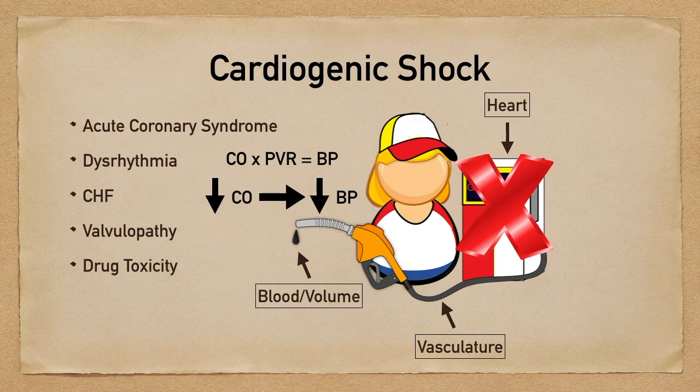Another example is drug toxicity. Let's use beta blockers as an example. We know that we use beta blockers to control things like high blood pressure and fast heart rate by slowing the heart rate down. Well, if someone overdoses on beta blockers, this extreme slow heart rate could compromise cardiac output, and if severe enough, they may present in cardiogenic shock.